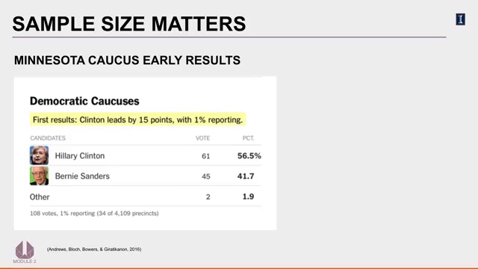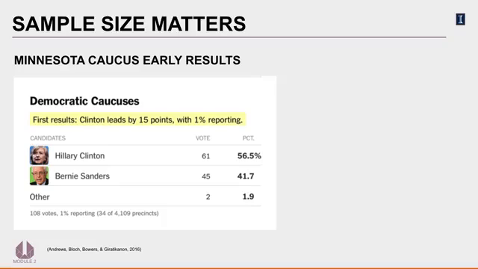As before, sample size matters when we talk about proportion comparisons. Here I'm showing the election results from March 1, 2016, known as Super Tuesday. Comparing the two candidates in the Democratic Party, at this point in time, Hillary Clinton had 56.5% of the votes, or as shown on the headline, she had 15% more than Bernie Sanders. This is a fairly big lead, yet no one can say that she will win the state.